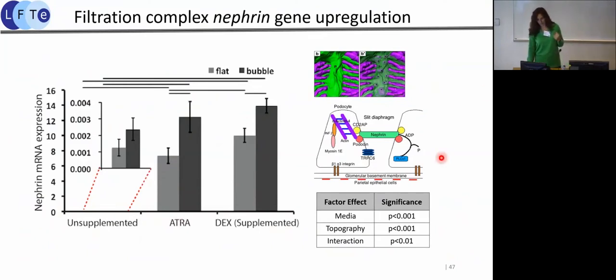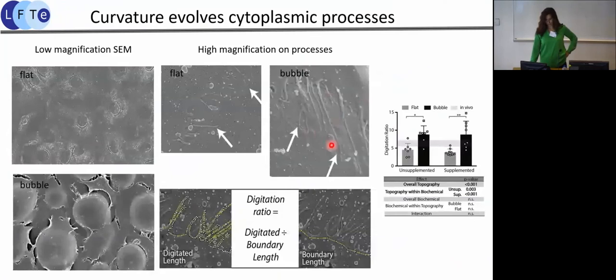And nephrin is one of the key proteins found there in these slit diaphragms. And so we have these very nice interdigitations forming on the bubble surface. We are not saying these are slit diaphragms. We probably don't have very mature podocytes here as well, but we have a lot more branching than what we see on the flat surface.